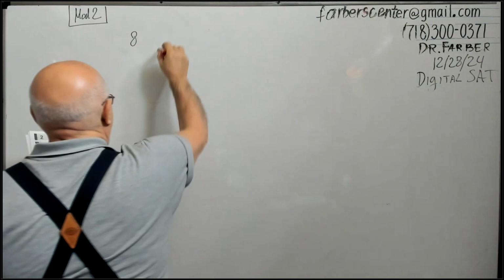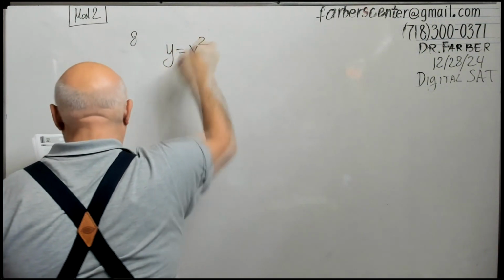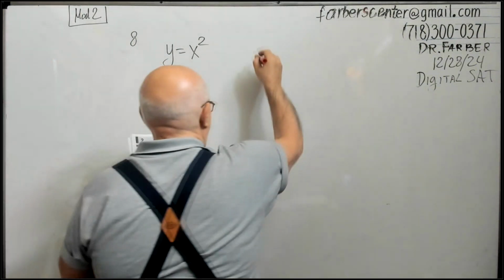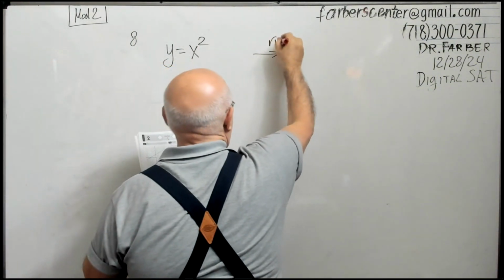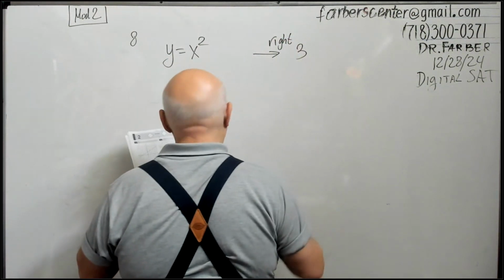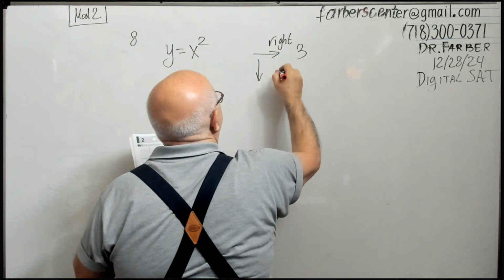Okay, you have a graph y equals x to the second, shifted to the right 3 units and down 5. I just write for myself, right, 3 units and down 5.